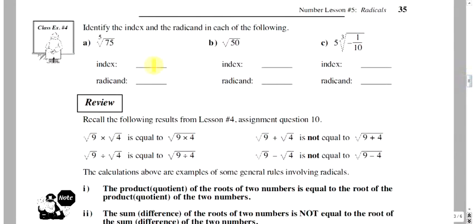Okay? This should be easy pickings. You got two choices. You got a 50-50 chance. Which one's the index, 5 or 75? 5. So that one must be 75. Okay? What's the index here if there's nothing there? Square root. That's a 2. We understand it's a 2, so we don't write it. Right?